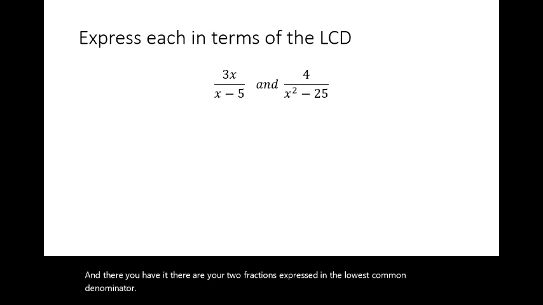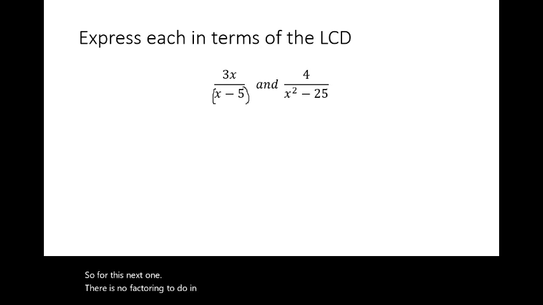So for this next one, there's no factoring to do in the first fraction, but we are going to put parentheses around the x minus 5 because it is considered a factor.